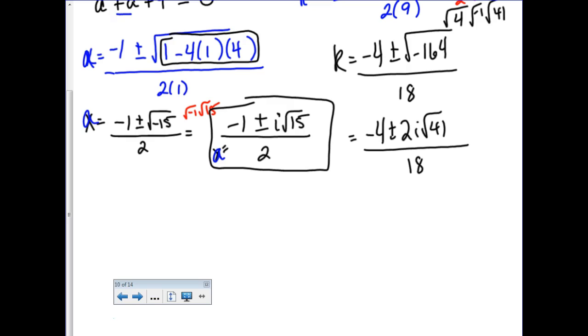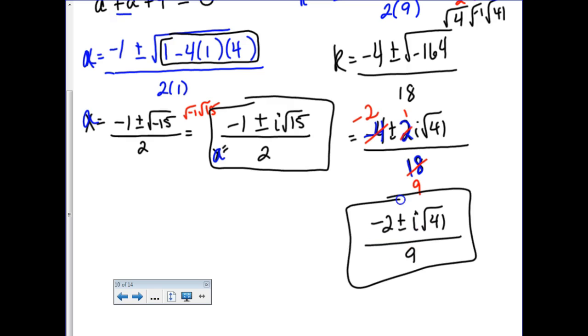And I bet you feel like we should be done because that was a lot of work, but we're not done. Look at all your coefficients. You have a negative 4 and a 2 and an 18. All of those are divisible by 2. So come through and cut them all by a 2. So this becomes a negative 2, this becomes a 1, and this becomes a 9. Final solution set, negative 2 plus and minus i square root of 41 all over 9. I lost my k equals part, but that is what k equals.